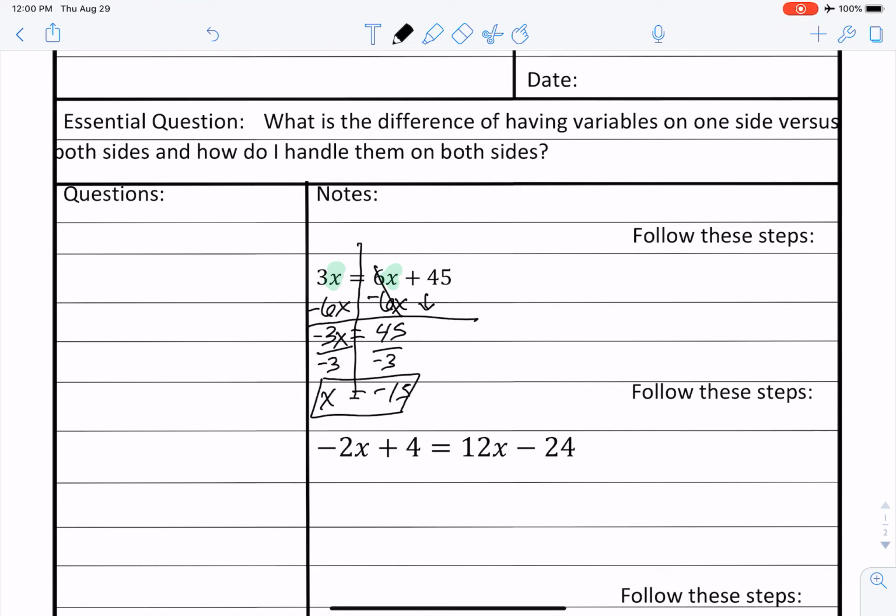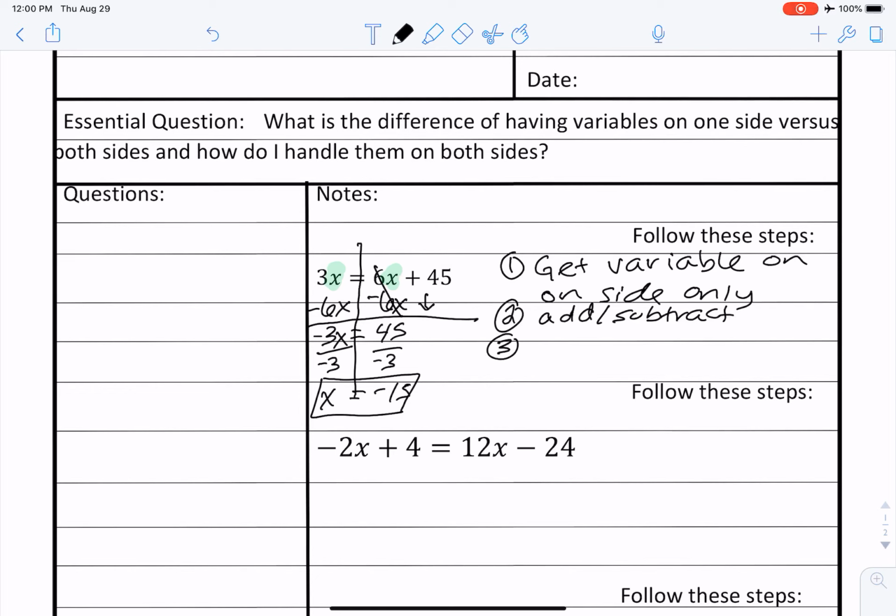Okay, so my steps were: step 1, get the variable on one side only. Then we will follow our steps from the previous lesson. So we will add or subtract, then multiply or divide.